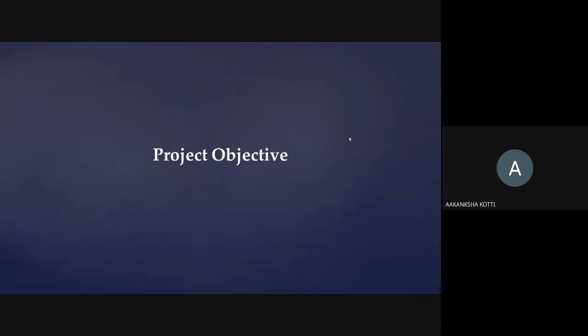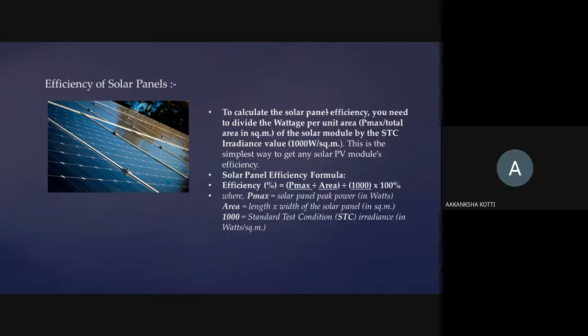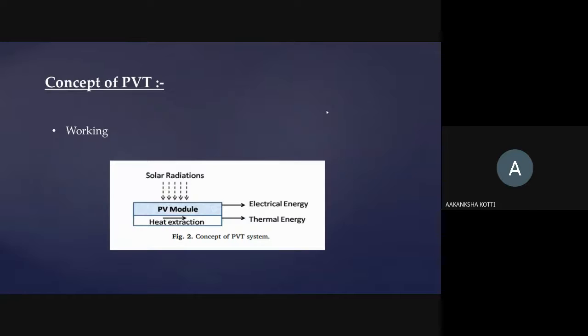The project objective is to increase the efficiency of the solar panel by combining it with other thermal systems. In our project, we are creating a small module of a larger system. The efficiency of the solar panel can be calculated by the formula Pmax divided by area divided by 1000, into 100. Next slide, please.